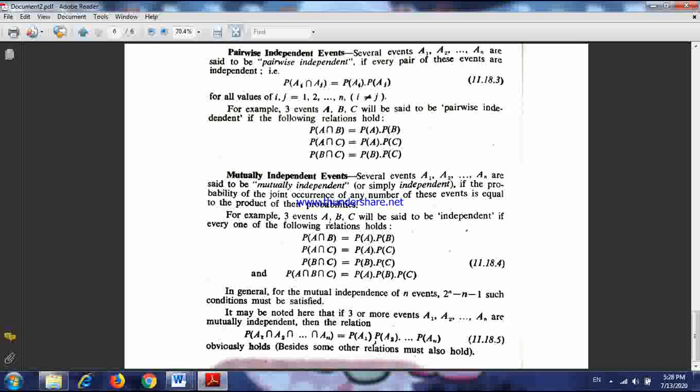If four events are given, A, B, C, D, then they will be mutually independent if A and B are independent, A and C are independent, A and D are independent, B and C independent, B and D independent, then C and D independent, then ABC independent, then ACD independent, BCD independent. In this way, A, B, C, D all are independent. This is called mutually independent or simply independent.